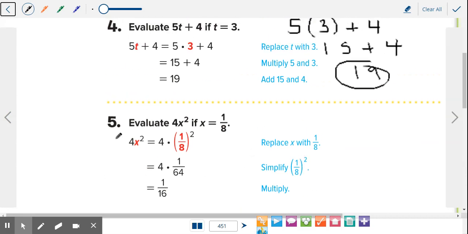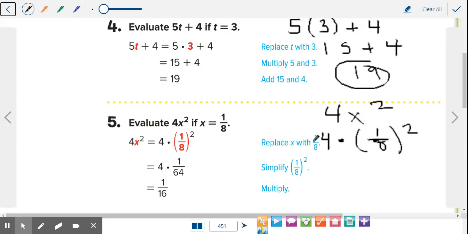All right, now this one I wanted to show you last because this is where it gets kind of tricky. Okay, so you have 4x squared. Now this x is the one that has the exponent. The 4 has nothing to do with the exponent. So when you replace the x with the number, that exponent goes with that number. So basically, you can rewrite it as 4 times, now we replace it, that's 1/8 squared. Okay, so you see that the exponent has nothing to do with that 4.